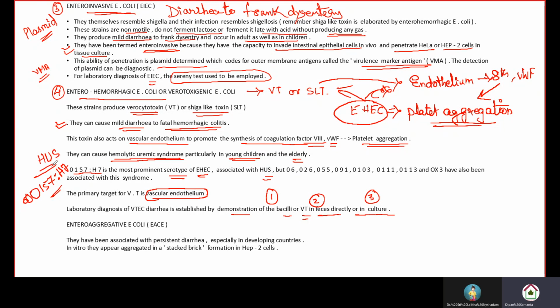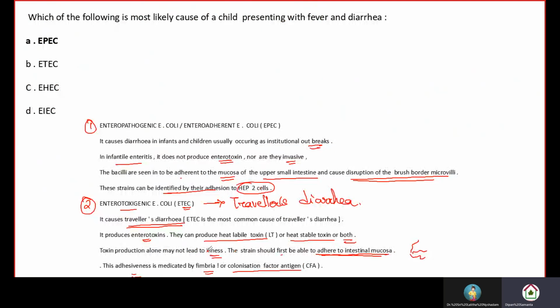Next is EAEC, enteroaggregative E. coli. They have been associated with persistent diarrhea, number 1, especially in developing countries. In vitro, they appear aggregated in a stacked brick formation in HEp-2 cells. So this is one of the most important portions of microbiology for FMG. You must go through each one of these features; it is very, very important.